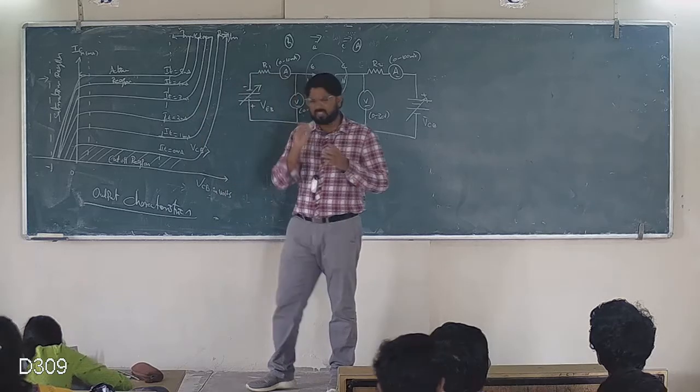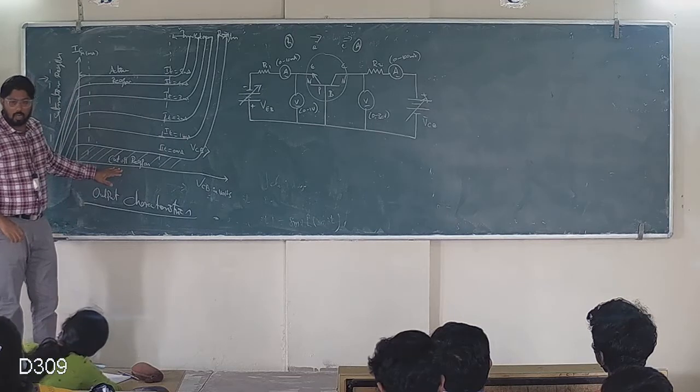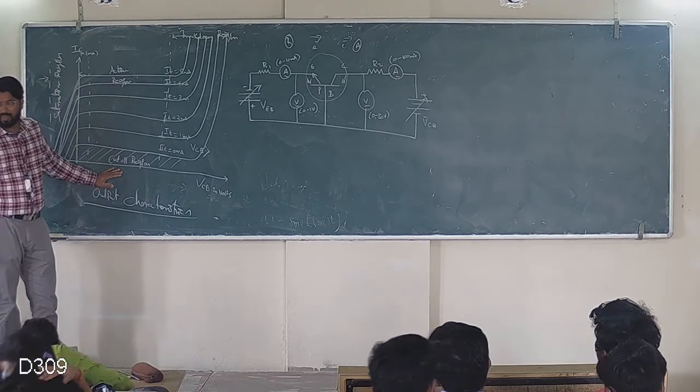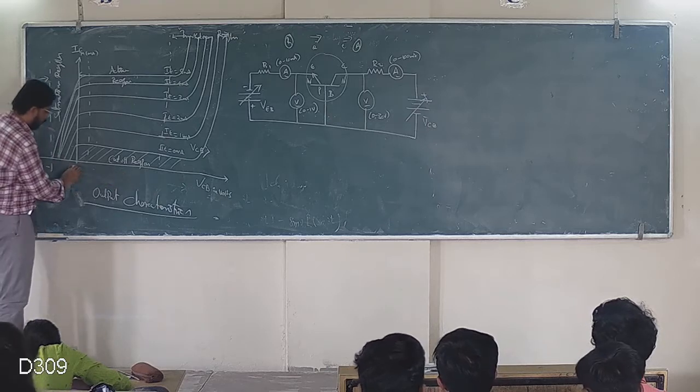Now, what is cutoff? The cutoff region is very near to the horizontal axis. What is the horizontal axis? 0.